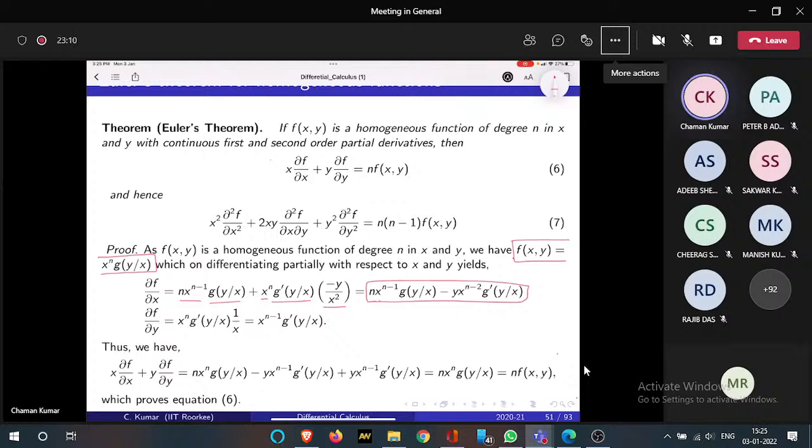Okay, so after rearranging the terms, you get this. And similarly, differentiate this with respect to y, and you will get this equation.